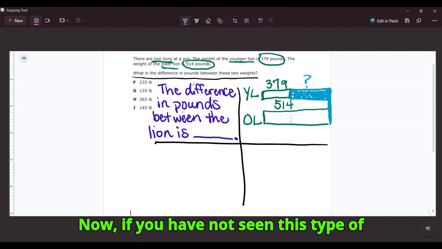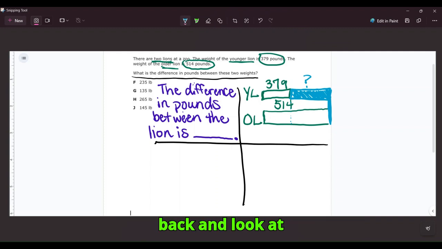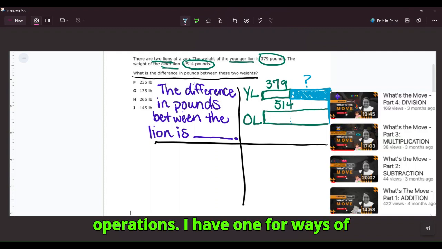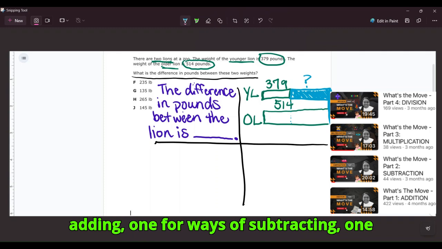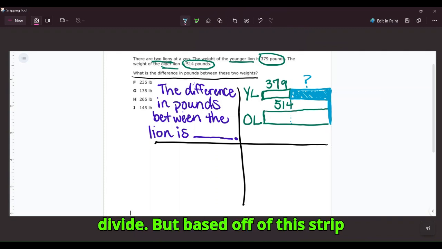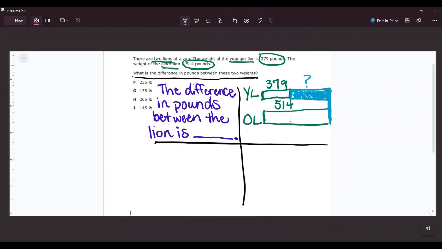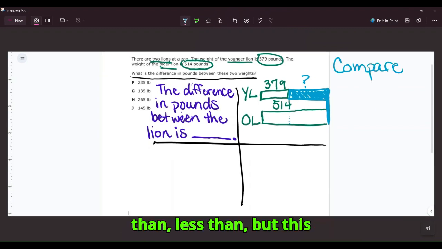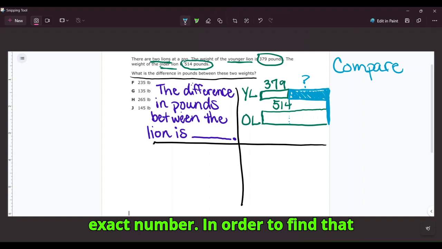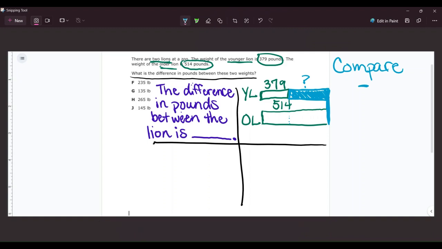Now, if you have not seen this type of representation before, be sure you go back and look at my videos on each of the ways to represent the operations. I have one for ways of adding, one for ways of subtracting, one for ways to multiply, and one for ways to divide. But based off of this strip diagram that I've created, I've set up a problem in which I have to compare. Now, yes, we know comparing as greater than, less than, but this type of comparing gives me an exact number. And in order to find that exact number, I have to subtract.